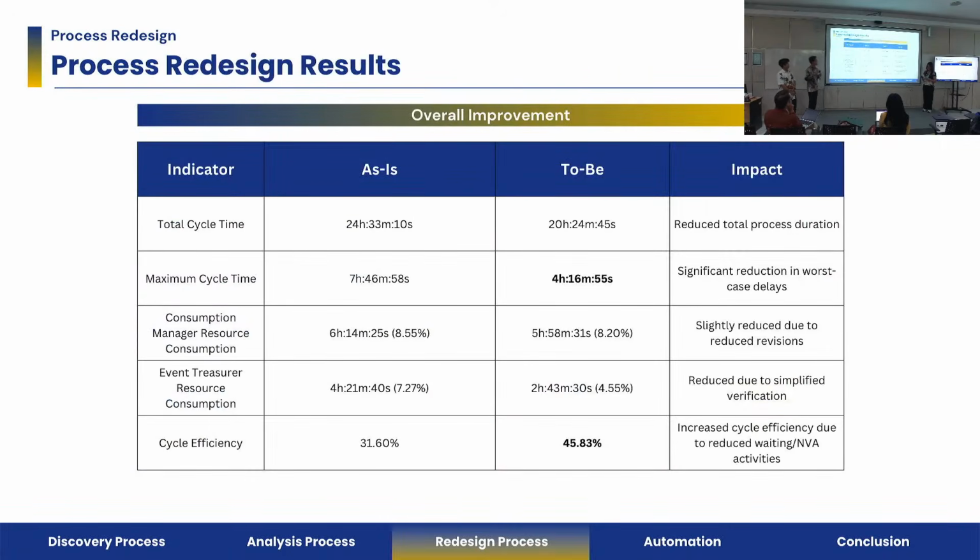So this is the result. As you can see, the total cycle time is reduced. Maximum cycle time is also reduced from 7 hours to 4 hours, and the cycle efficiency is also increased from 31% to 45%.